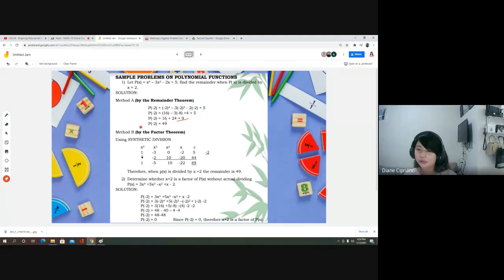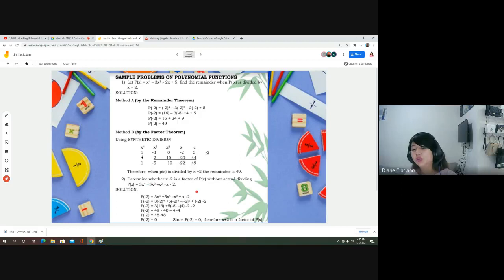Paulit-ulit na tayo dyan sa substitution. So, ano na tayo dito? Jump na tayo dito sa sagot na P of negative 2 is equal to 49. So, by factor theorem, using synthetic division, you have here 1, negative 3, 0 yung x raised to 2, yung x is negative 2, and then yung constant is 5. So, drop, add, times, drop, times, add, and then times, so you have 49. So, you come up with the same remainder, which is the 49.